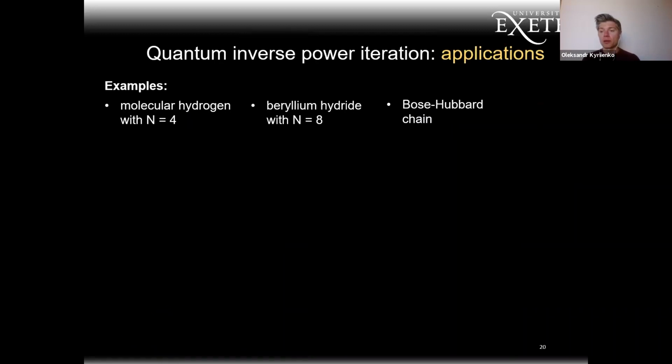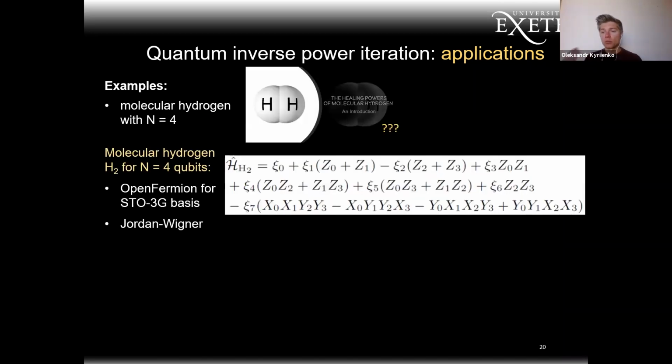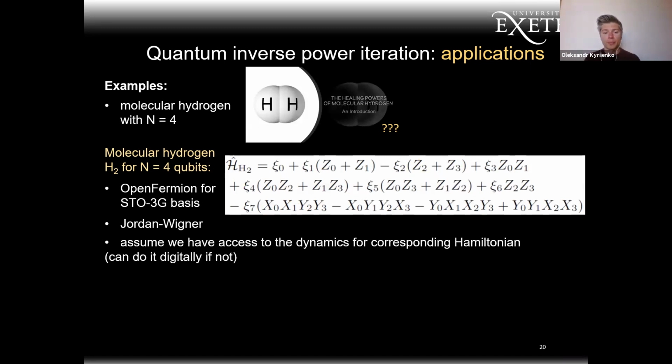Now let me give you some examples of how it works. So the first example will be chemistry, molecular hydrogen and beryllium hydride, but then I will also show results for a Bose-Hubbard chain. So we always start by postulating what is the Hamiltonian of the system, and here I immediately do the mapping from the fermionic basis using the Jordan-Wigner, so we have this 4-qubit Hamiltonian. Then we assume first that we know how to simulate the dynamics, and later I show how it's done in practice.